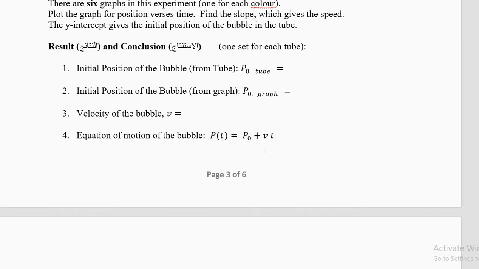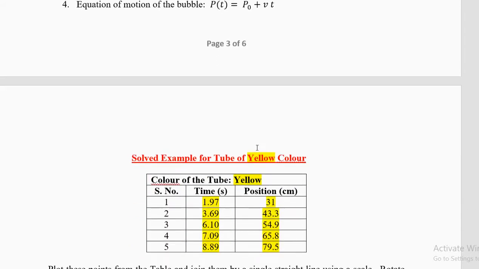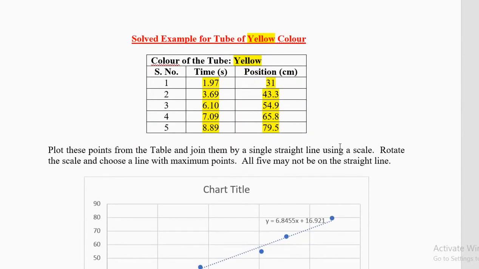There is no acceleration here. This is a very simple, easy equation. Now let's look at one solved example for the tube of yellow color. You really don't have to know which color it is. All colors are similar, with small differences. The initial position and the speed are different for different colors. That's why we have six colors.